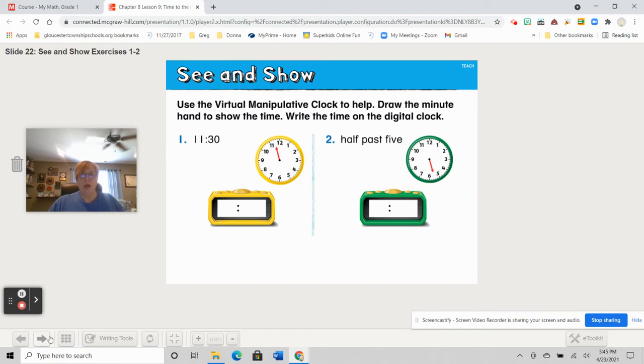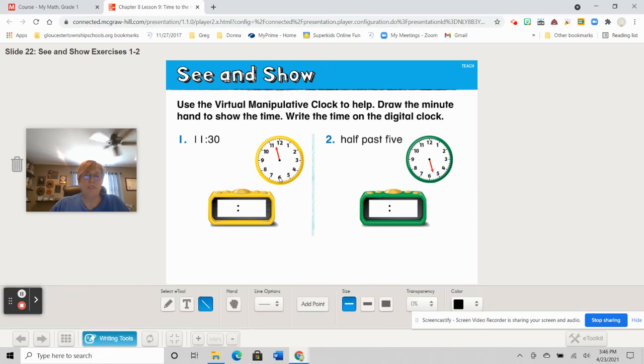They would like us to, you can use your movable clock, okay, to help. And then you can draw. So it says, draw the minute hand to show the time and write the time on the digital clock. Okay, so 11:30. Where would the minute hand go to show 30? Think about that. Okay, so yes, it goes from the 6, because it's half, up to the middle there.